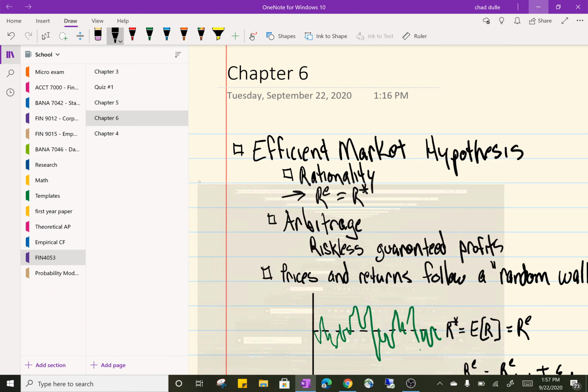Hello everyone. This week we will be going over Chapter 6, are financial markets efficient? This should be fairly quick here because there aren't really any problems to work through.